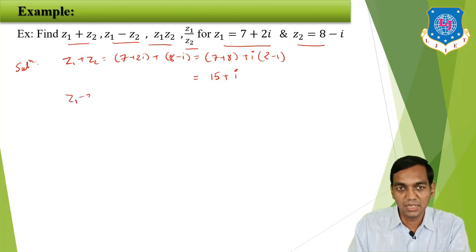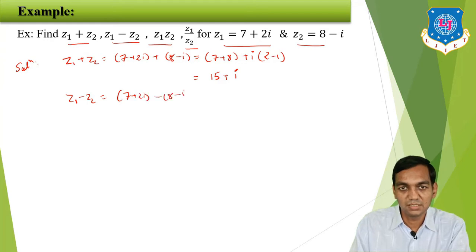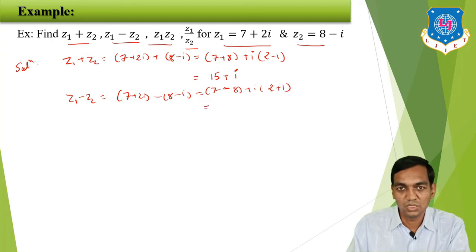In the same manner, z1 minus z2 is 7 plus 2i minus (8 minus i), and that will be 7 minus 8 plus i into (2 plus 1). So minus 1 plus 3i.